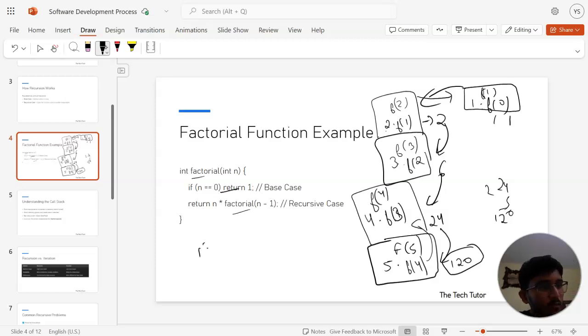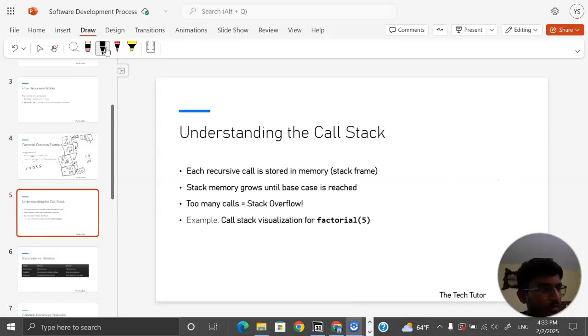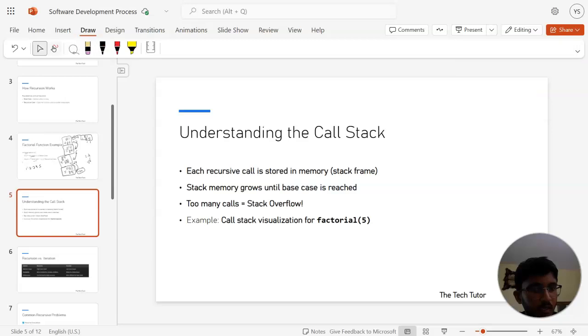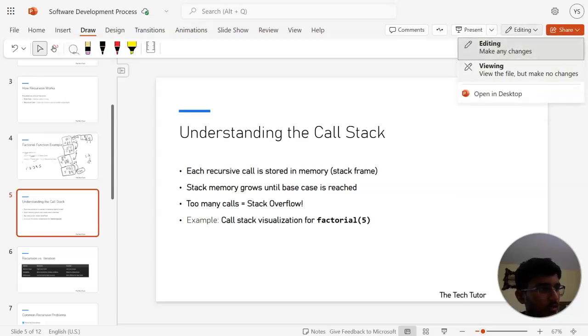So basically what that did was 1 times 2 times 3 times 4 times 5. If you didn't know what factorial is, this is what we call doing a factorial of a number. So factorial of 5 is 120, guys. Okay, now let's get back to our slides. I'm going to go back to my cursor.